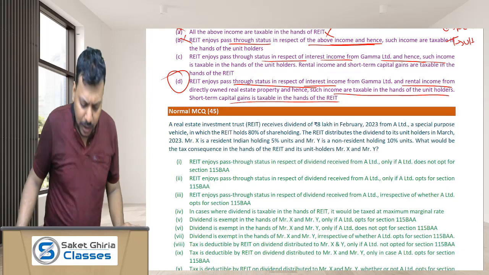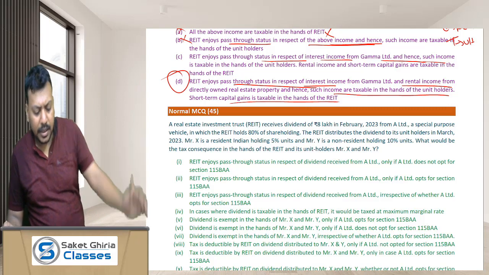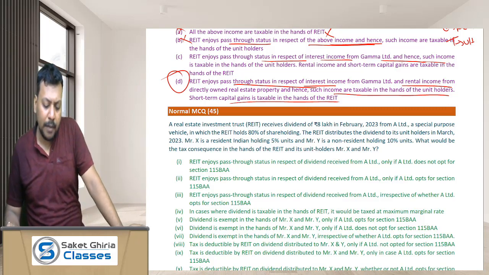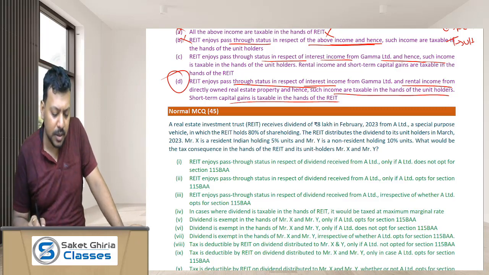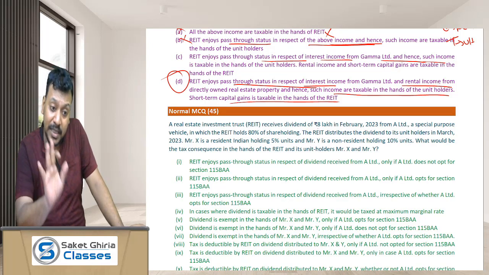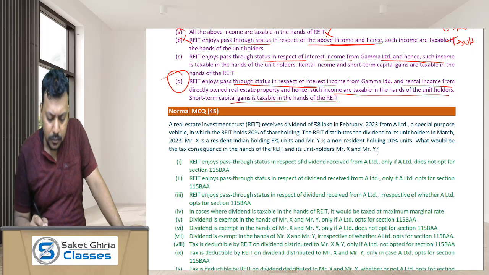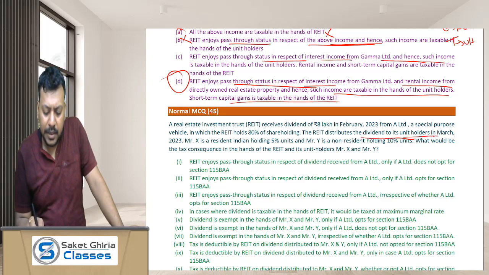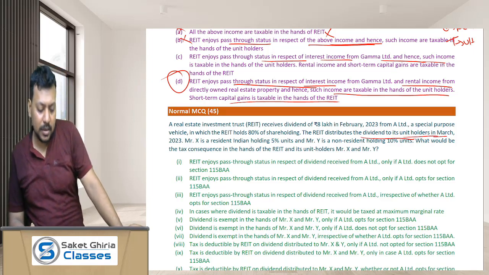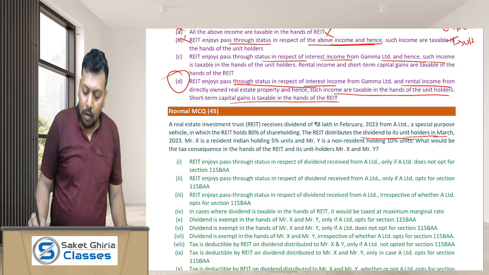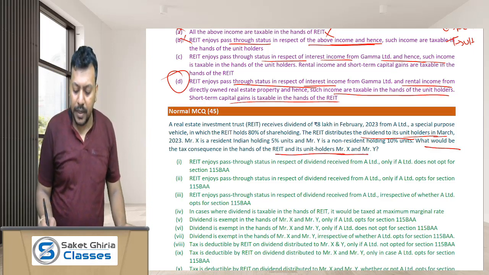Moving ahead, a real estate investment trust, REIT, derives a dividend of 8 lakh in Feb 2023 from A Limited, a special purpose vehicle in which REIT holds 80%. Means that dividend income is exempt in the hands of REIT. The REIT distributes the dividend income in March to the unit holders X and Y, means investors X and Y. What would be the tax consequences in the hands of REIT and unit holders?